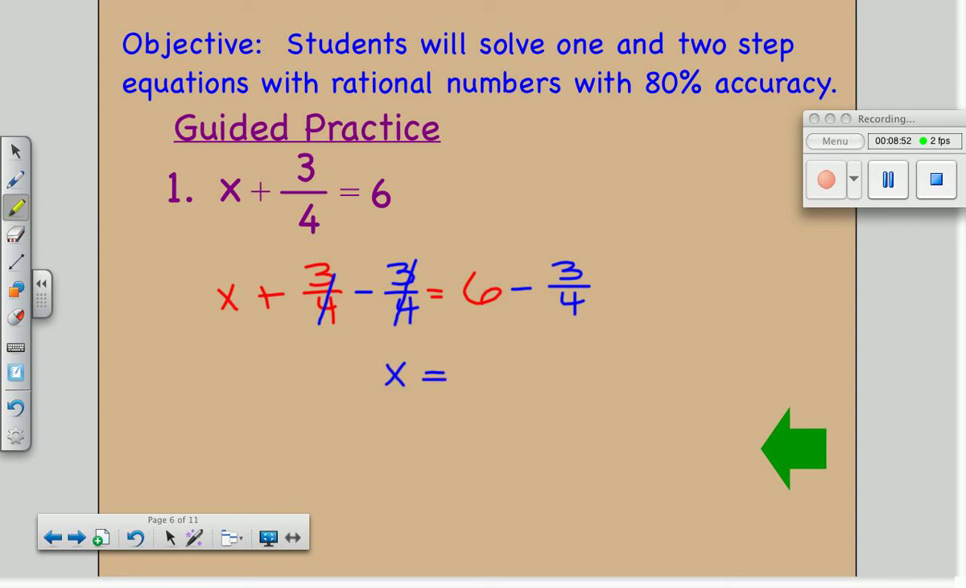And now 6 minus 3/4. 6 over 1 minus 3 over 4. I need to change my denominator so they're the same. So I'm going to change 6 over 1. I wanted to have a denominator of 4, so I'm going to multiply by 4. Then I have to multiply by 4 here as well. So 6 times 4 is 24. 1 times 4 is 4. Minus 3/4.